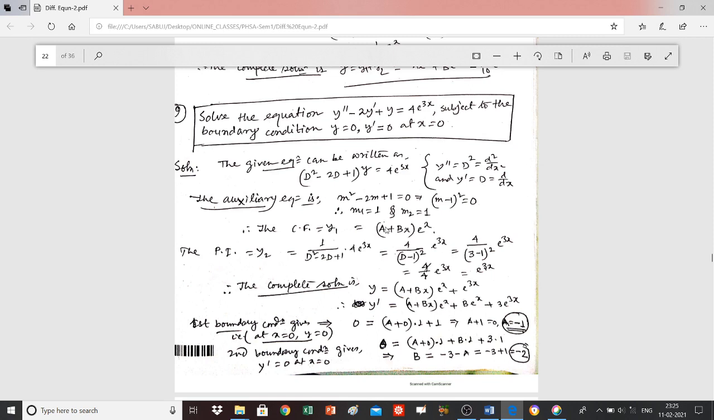So you have already obtained a is equal to minus 1 and b is equal to minus 2. Just substitute here in this expression: y is equal to minus 1, then minus 2x e to the power x, plus e to the power 3x. This is the complete solution.